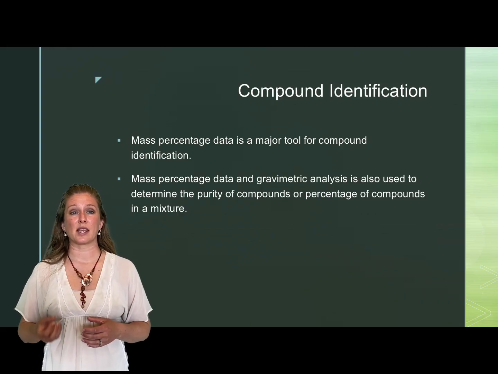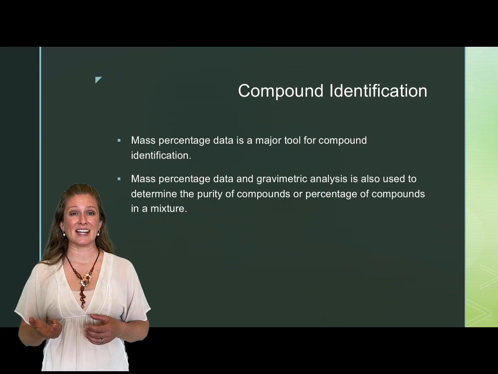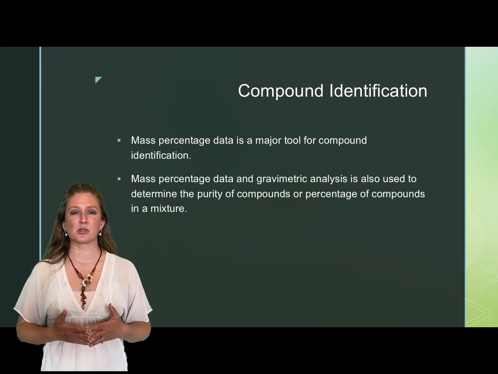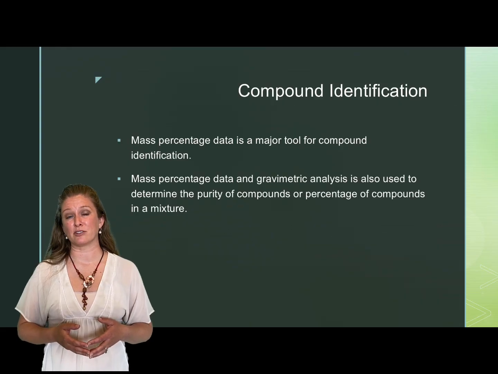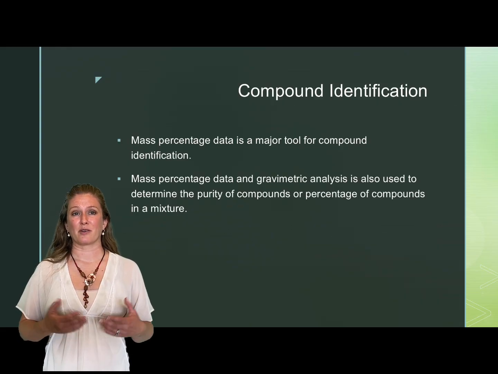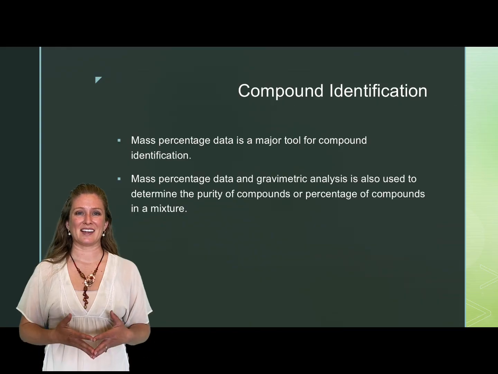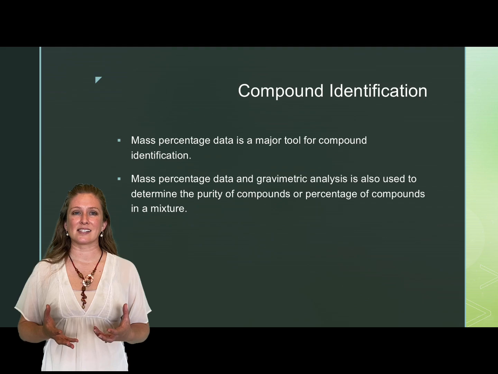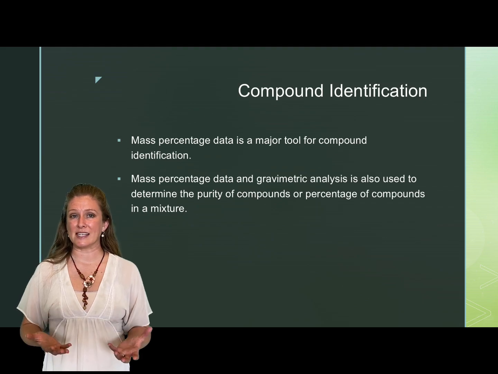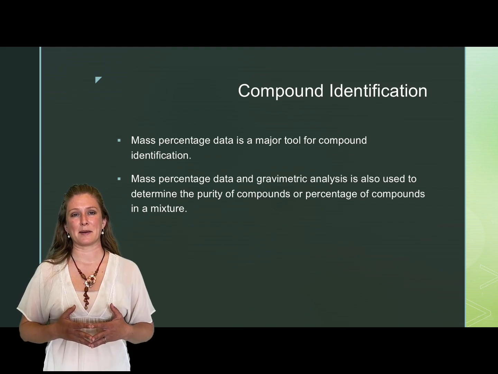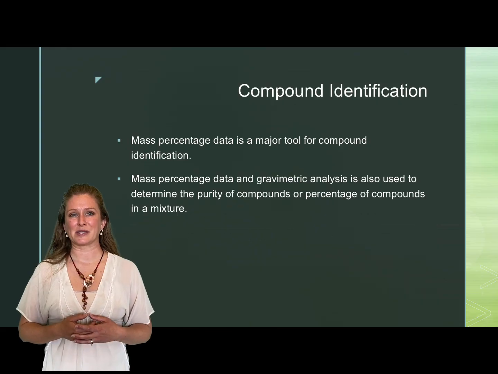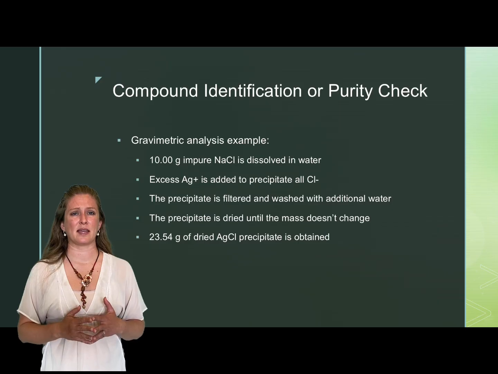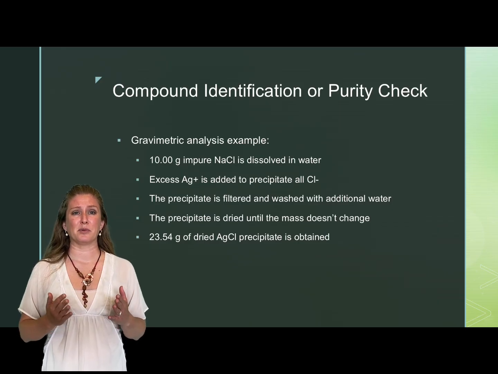We can also use the mass percentage data to figure out the purity of a chemical. And we do this most often by a process called gravimetric analysis. Gravimetric analysis, gravity, right, which is related to mass of a substance. Gravimetric analysis is something that you may see on the AP exam, so we should really work this out. Whenever you see this on the AP test, it's probably a purity check.